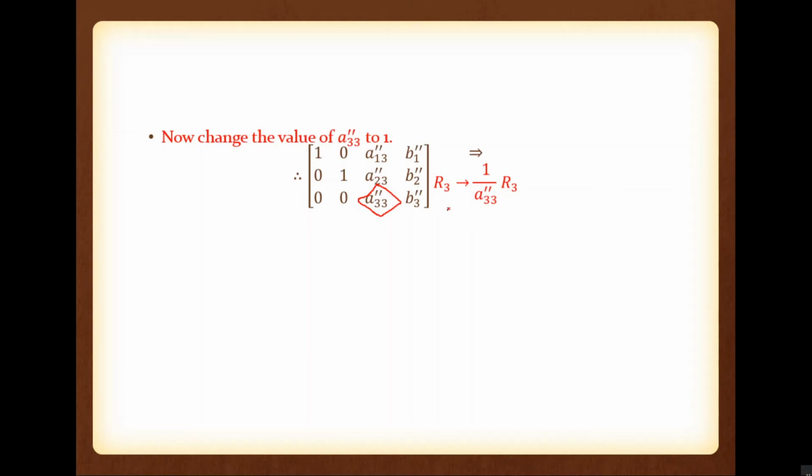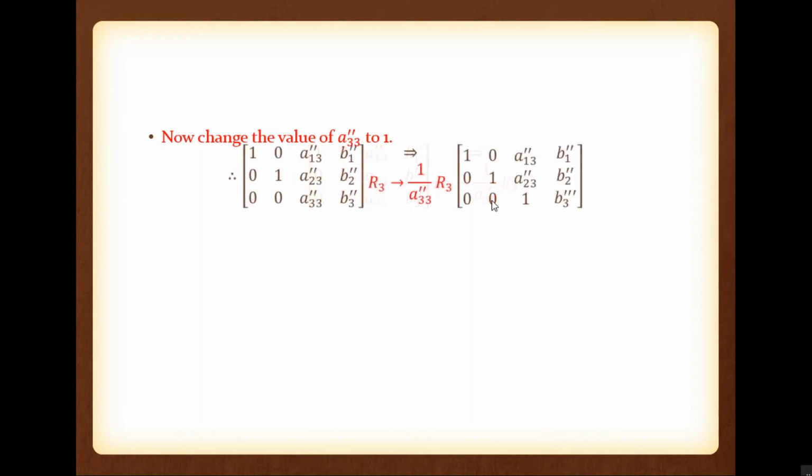So row 3 is equal to 1 by A33 double dash into R3. Means this row 3 is divided by A33 double dash. So this one is a required row operation.